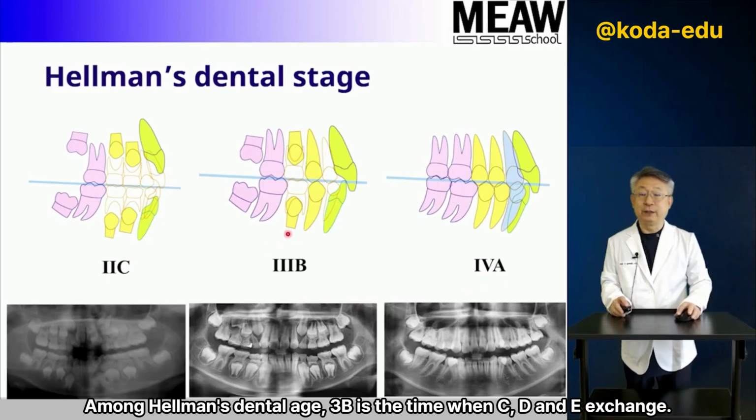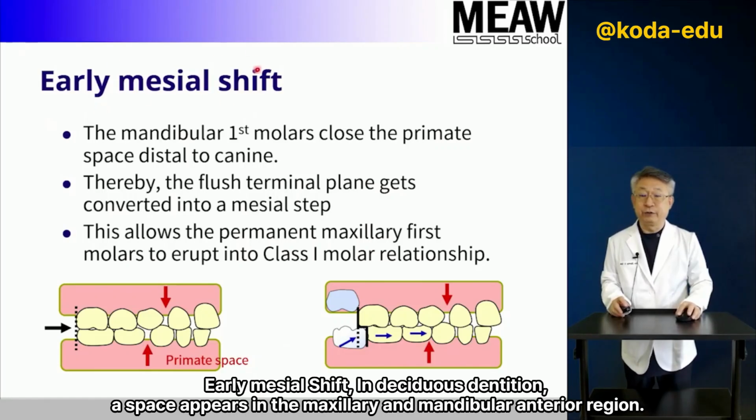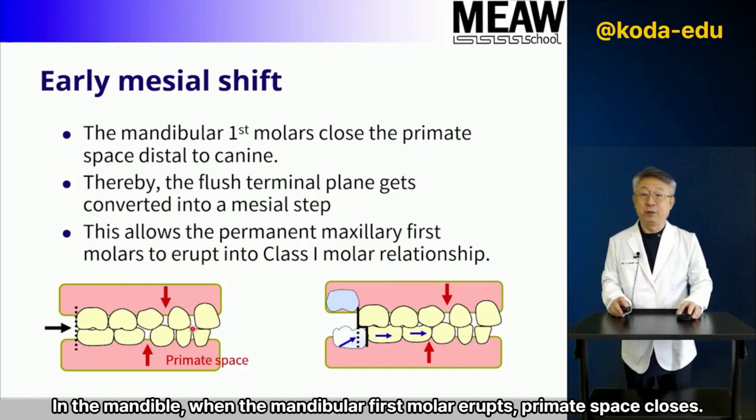Among Hellman's dental age, 3B is the time when C, D and E exchange. Early mesial shift: in deciduous dentition, a space appears in the maxillary and mandibular anterior region. In the mandible, when the mandibular first molar erupts, the primate space closes.